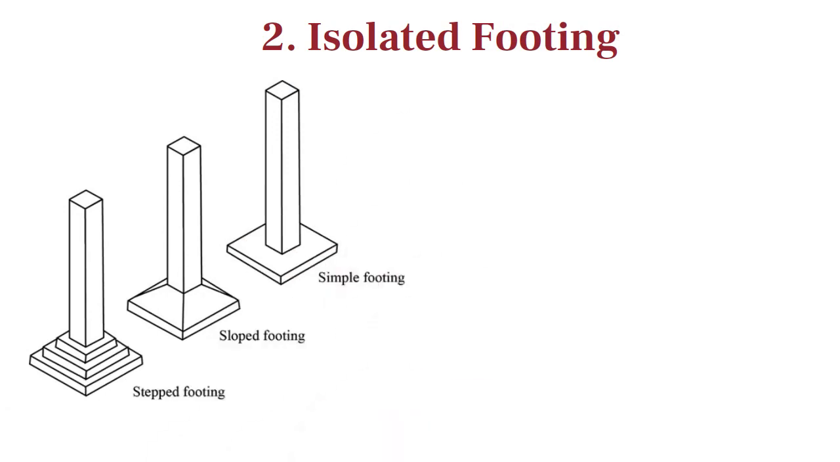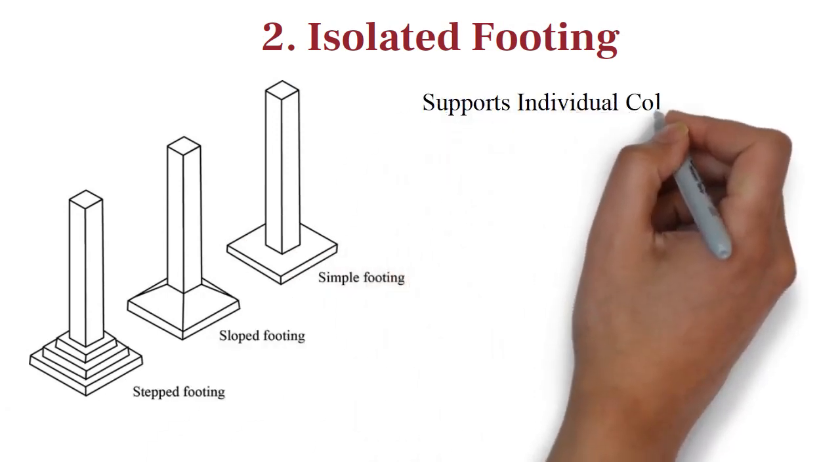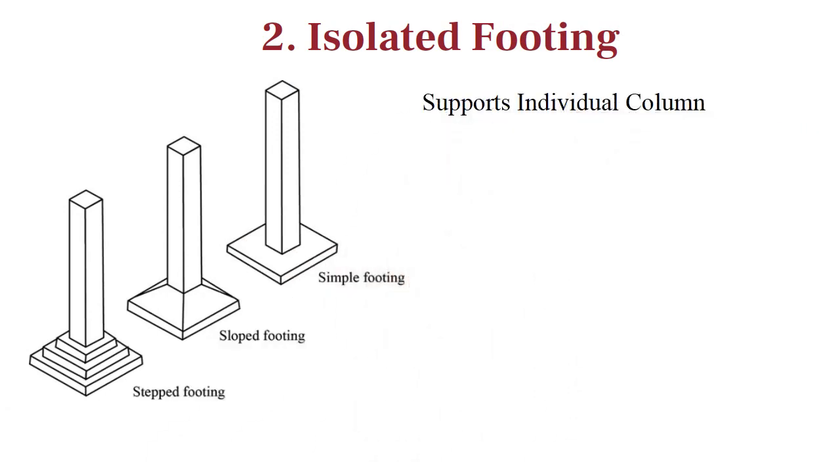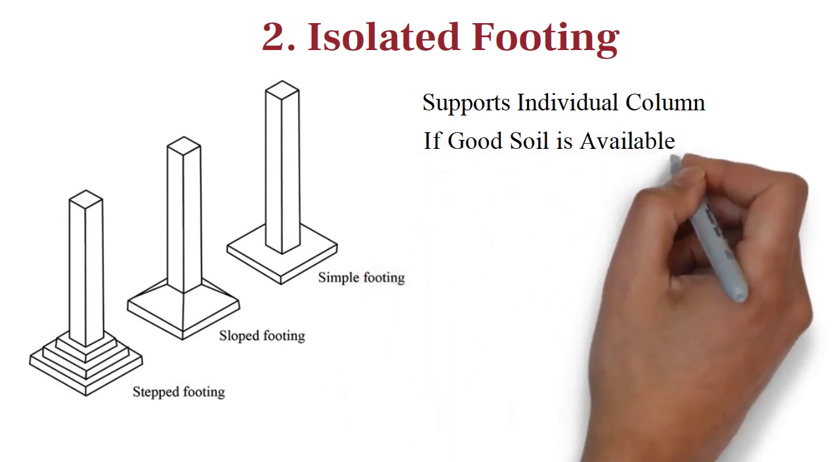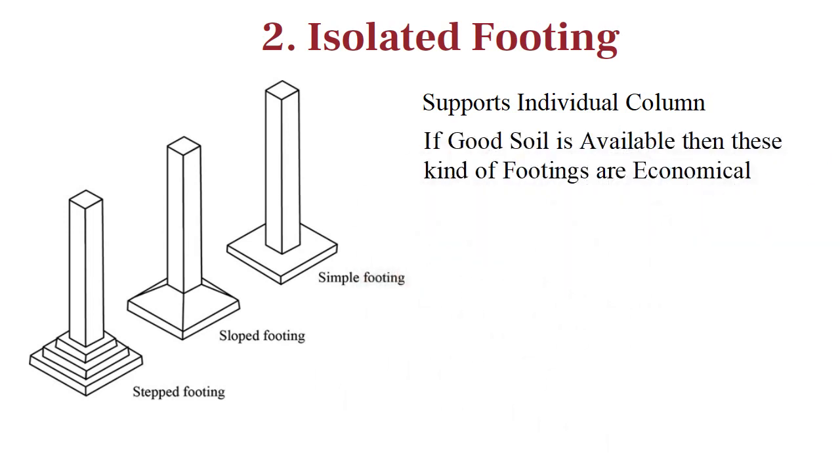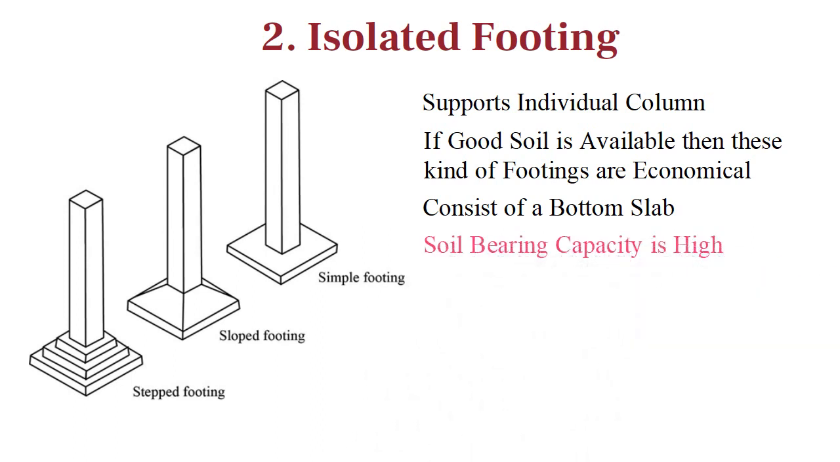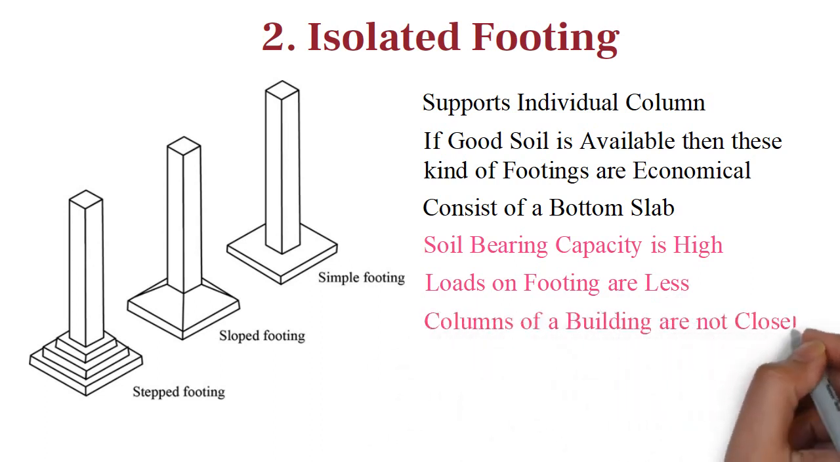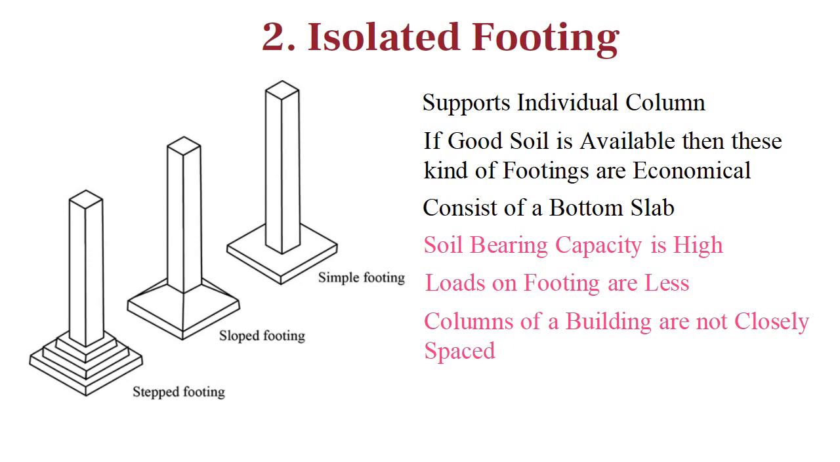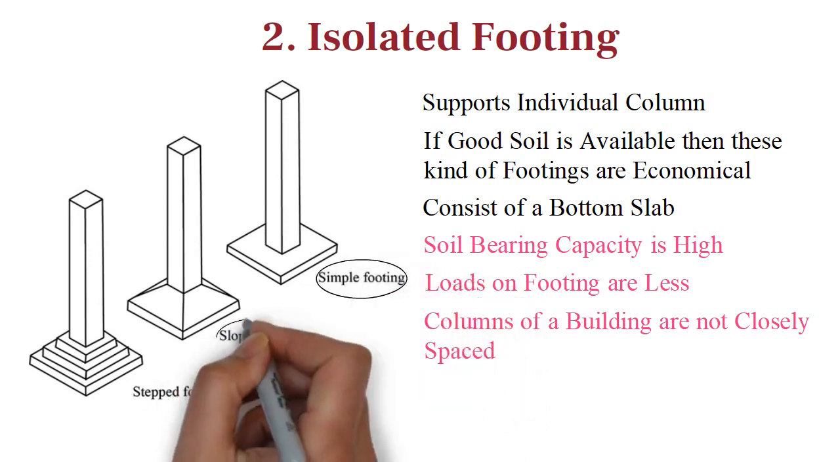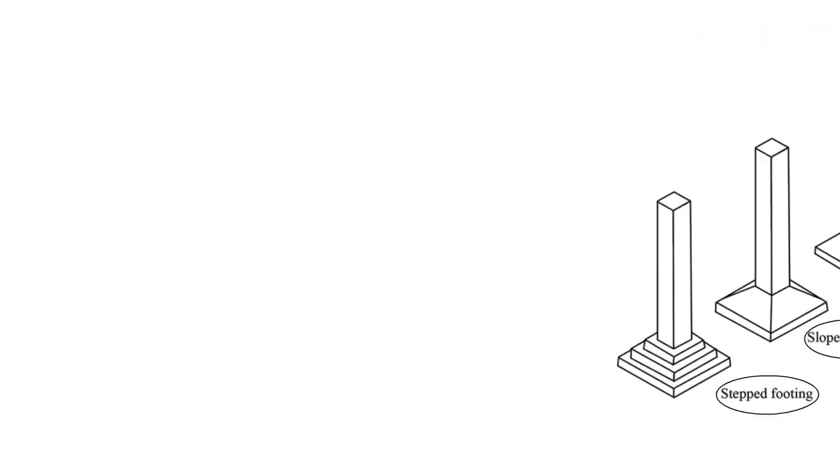Number 2. Isolated footing. This type of footing supports individual column, that's why it is called as isolated footing. If good soil is available, then these kind of footings are economical. The isolated footings essentially consist of a bottom slab. Generally, this type of footings are used when the soil bearing capacity is high, loads on footing are less, and columns of a building are not closely spaced. This kind of footings can be of three types, that is simple footing, sloped footing, and stepped footing.